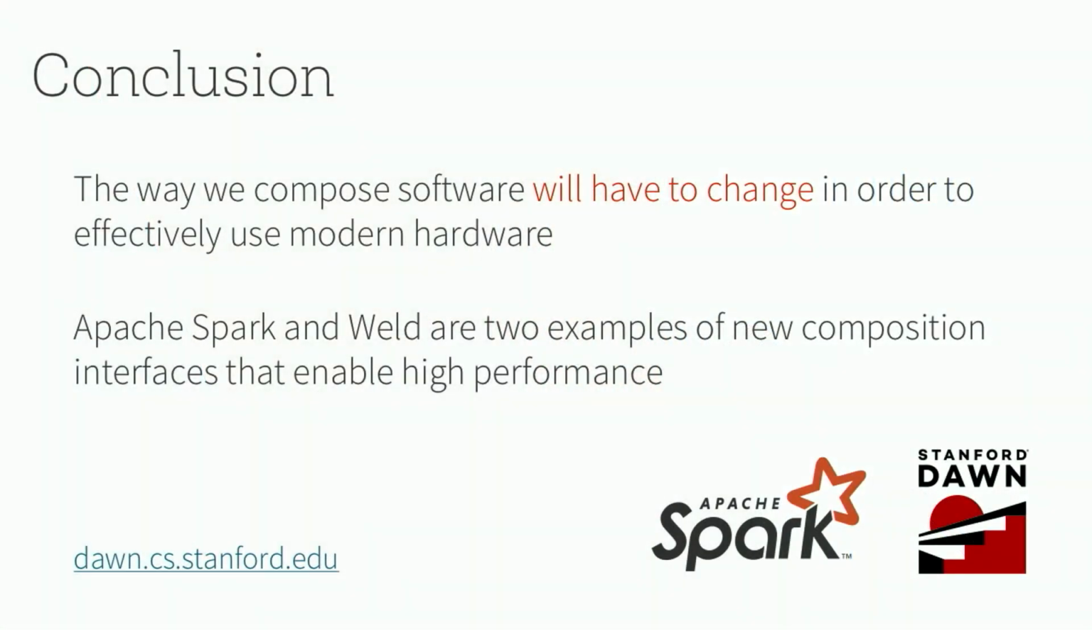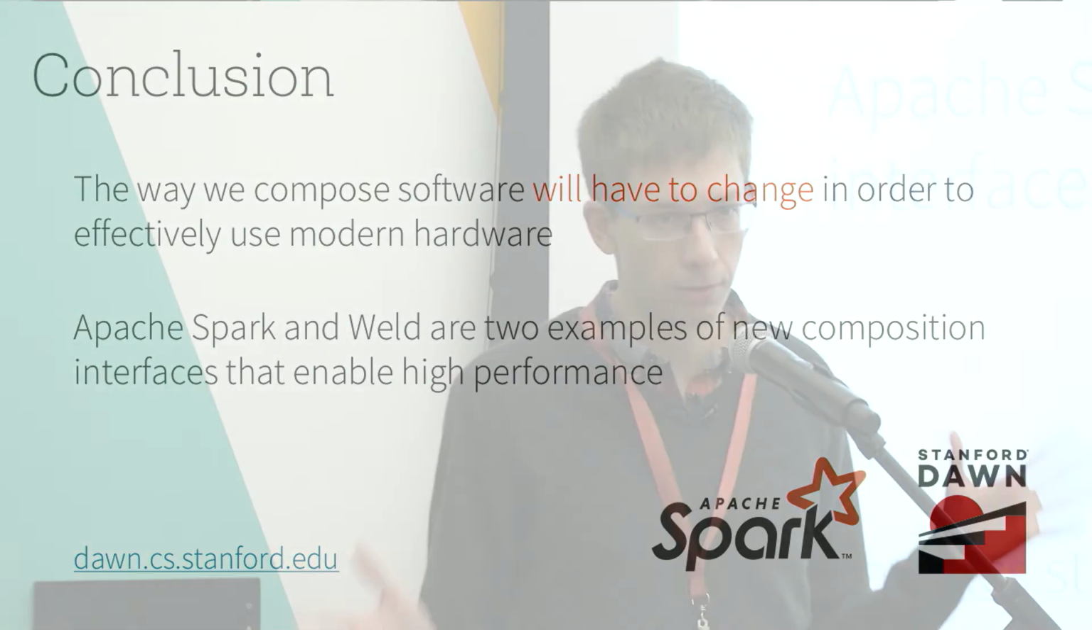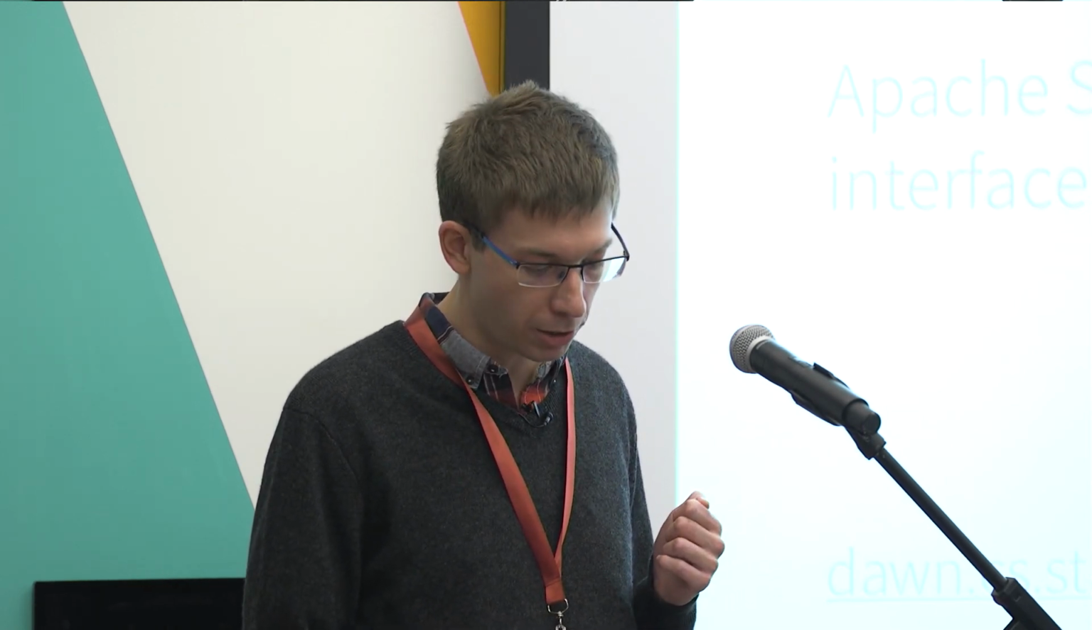OK, so that's pretty much what I wanted to talk about. Basically, in short, if we want to be as efficient working with modern hardware as you were working with a single CPU, we have to change the way we compose software. And it's the only trick we have to make it not rocket science to do that. And Apache Spark and Weld are just 2 examples of projects that are going towards this goal.